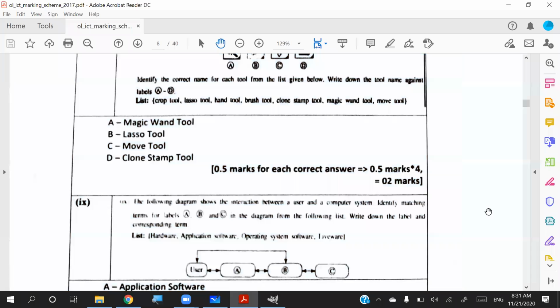Okay, so what did we do with the magic wand? With the fuzzy select tool, we can select colors of the same kind in one go. With the lasso tool, we can select any shape we like. It's a free hand tool. So when we click and drag it around the object that we need, it will get selected, right? And with the move tool, you can move the layers in the GIMP here and there, and the clone stamp as I described to you.